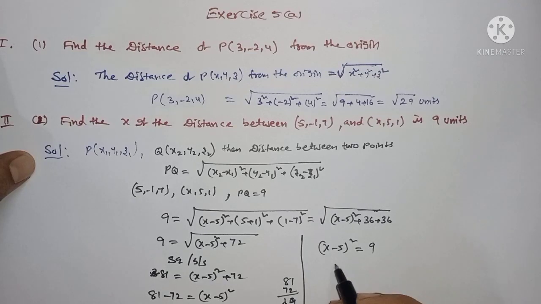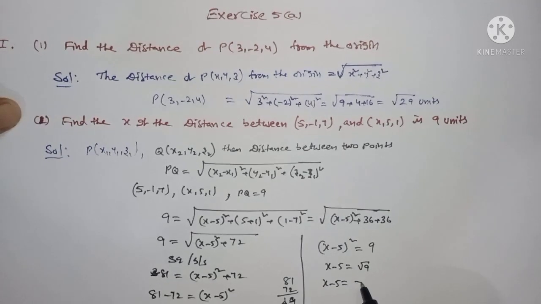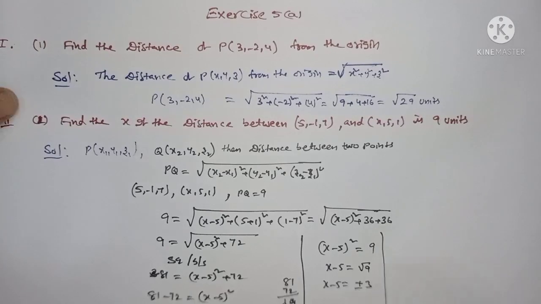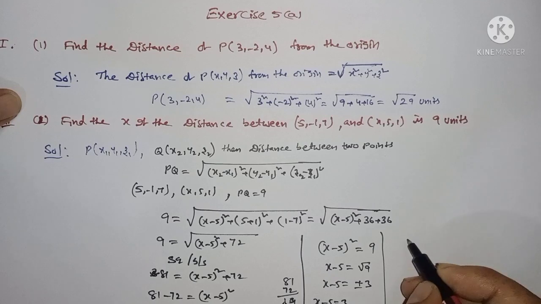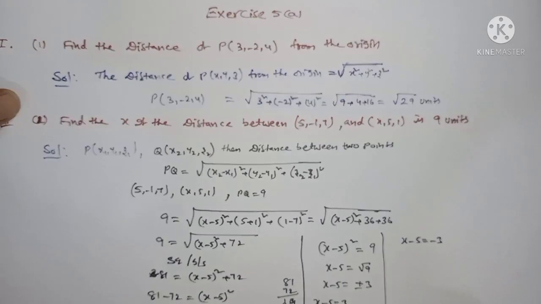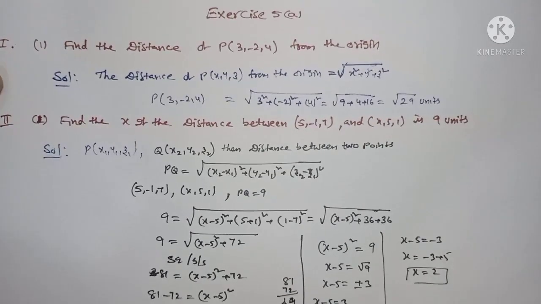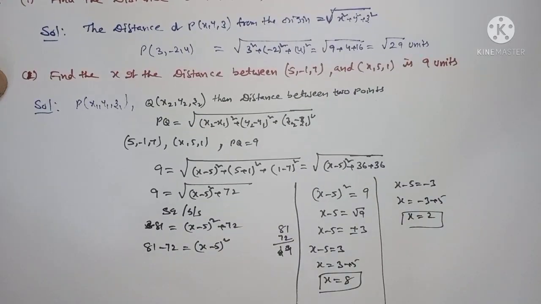Okay, therefore x minus 5 is equal to root 9. Therefore you can write here plus or minus 3. x minus 5 is equal to plus or minus 3. You get x minus 5 is equal to plus 3 and x minus 5 is equal to minus 3. I can write here x is equal to 3 plus 5, x is equal to 8, and x is equal to minus 3 plus 5, x is equal to 2. Therefore you got x is equal to 2 comma 8.